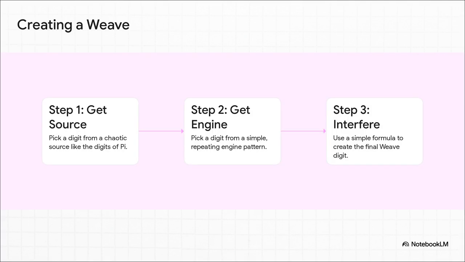So yeah, the process for every single digit is really that straightforward. You grab one digit from a chaotic source, say the digits of pi. You grab another from a super simple repeating engine. You mash them together with that simple formula. Seems like simple ingredients, right? But as they were about to find out, the result was anything but simple.